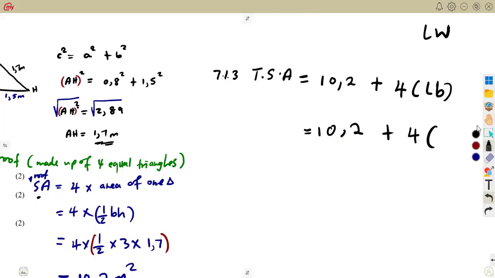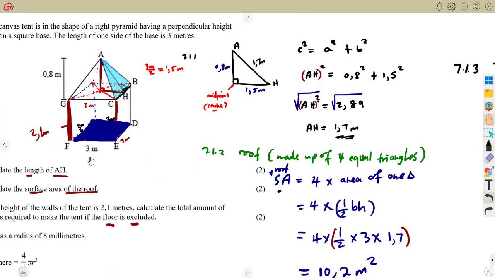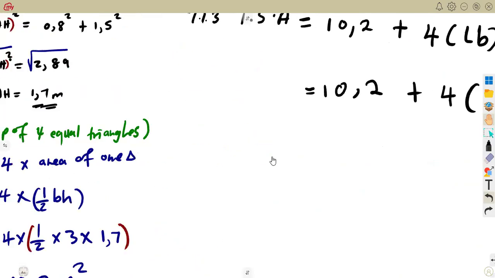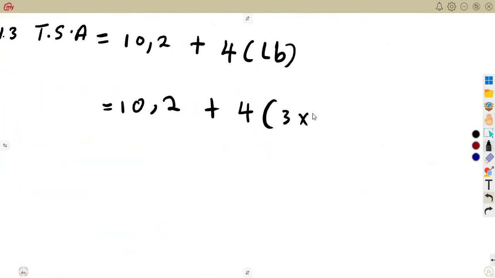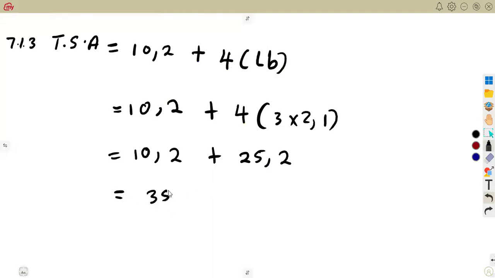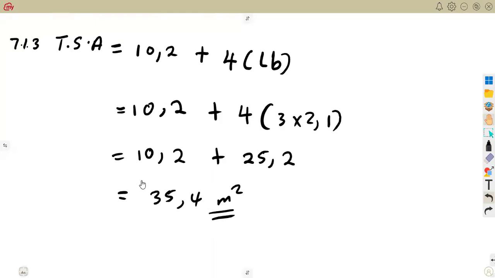So that is going to be 4 times the length and the base. Remember, we are given 3 meters, and as it is going up, G to F or E to C, this D to B going up is 2.1 meters. So that's 3 times 2.1 meters, just like that. So that was going to give us the total surface area. We get 10.2, and this one gives us 25.2. If you combine these two, you obtain 35.4 square meters. We are talking about the total surface area. That is what the question was all about.